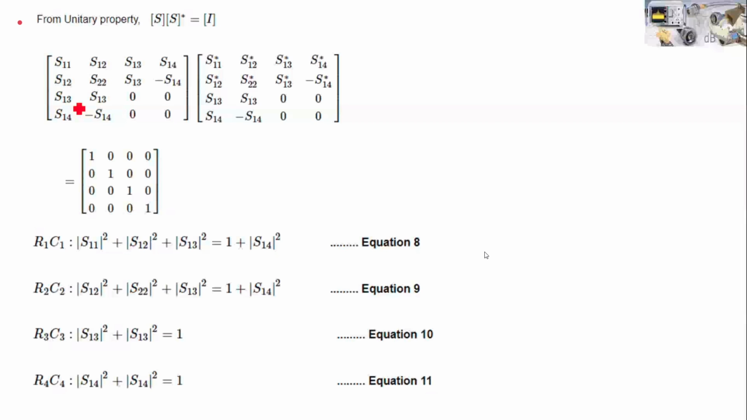Now again same thing, we have to move ahead. You have to multiply this particular matrix with its unitary matrix, and again conjugate matrix, and you have to equate it to your unitary matrix. So same thing, mod of S11 square, mod of S12 square, mod of S13 square plus mod of S14 square is equal to 1. This will be minus, this will be minus.